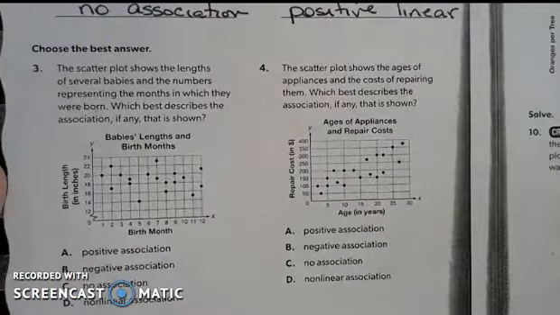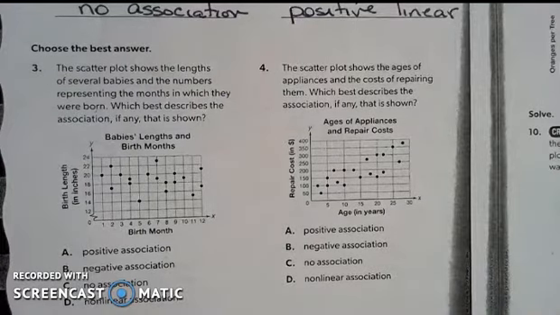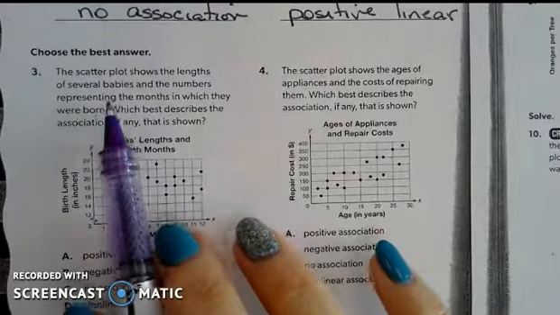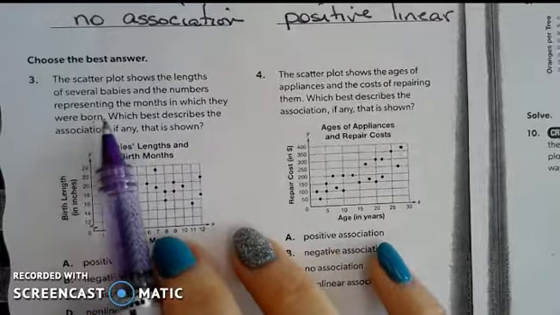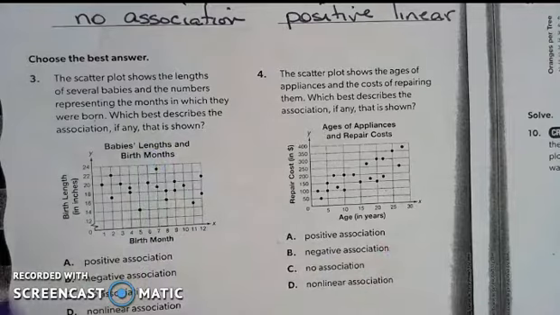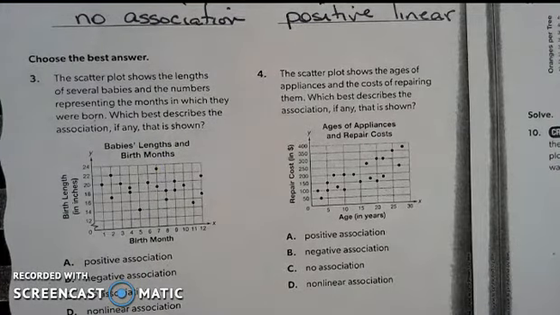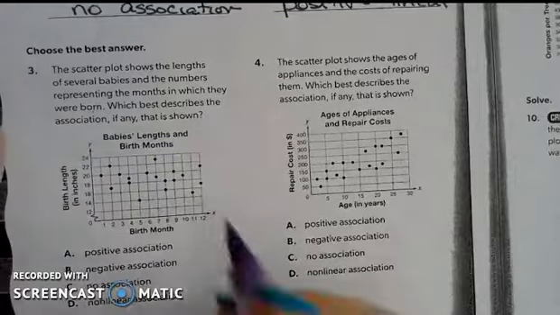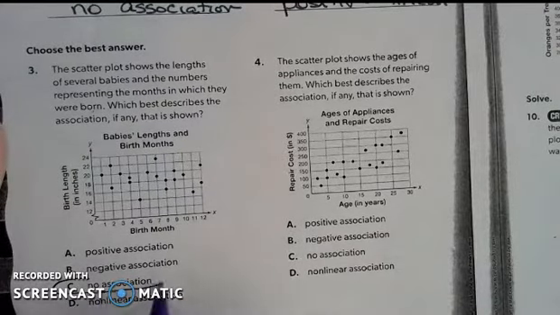Number 3. The scatter plot shows the lengths of several babies and the numbers representing the months in which they were born. Which best describes the association, if any, that is shown? When you look at this one, what you should notice, it is very random. When you think about the situation, does the month you were born in have anything to do with how long you would have been when you were born? This one is no association.